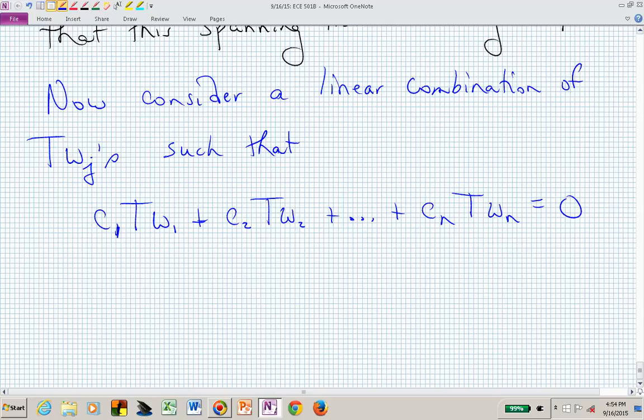So let's form this linear combination of C's with these TWs. Let's say we can find those C's. We've got a set of vectors. I can linearly combine these vectors to give me the 0 vector. That's all I'm saying, with a particular choice of scalars, C's. But what do we know about the linearity of that map?